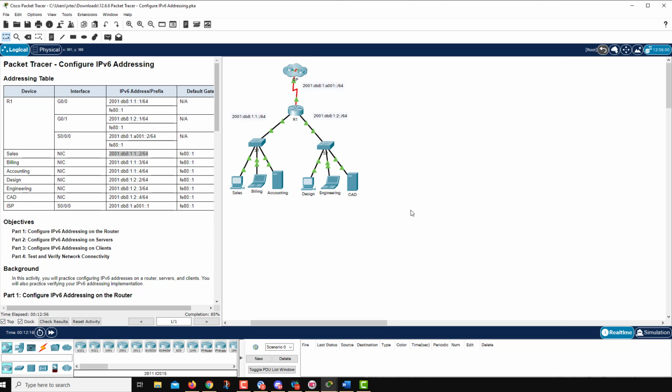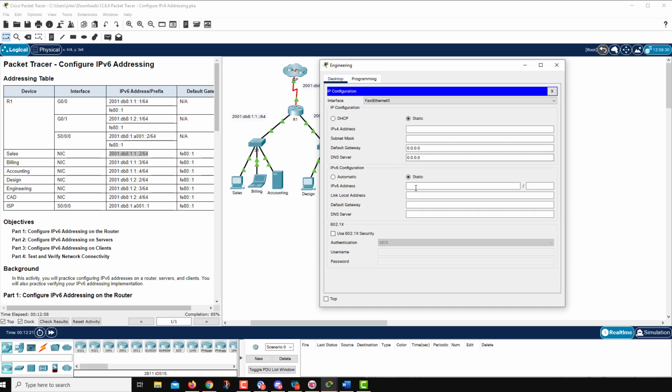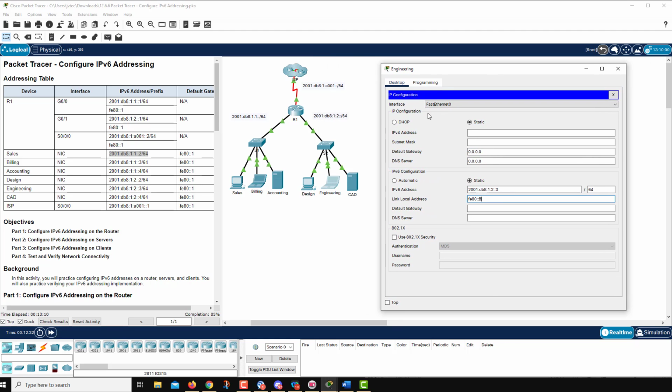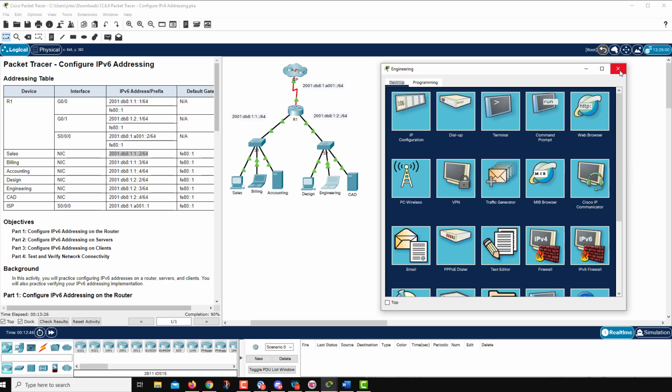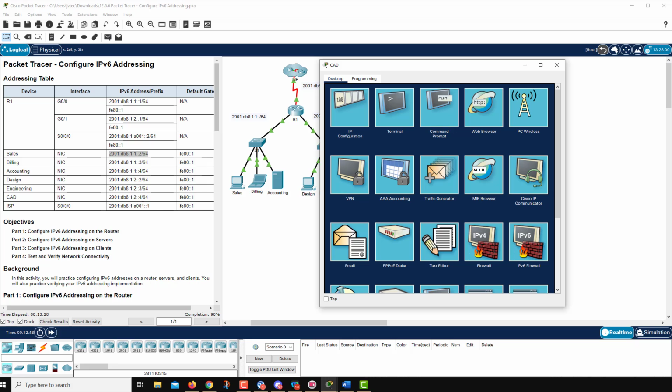Close that off. Engineering. IPv6. Engineering is going to be 2::3. So we'll change that. We're in the 2 network, ::3 /64. Link local, FE80::B. Even though that's the same as billing's link local, that's on a different subnet. It's a different LAN. We can reuse because it's not being reused on a single LAN. That address exists on another network. The router is responding, as mentioned, on FE80::1. Good. CAD is address 4.